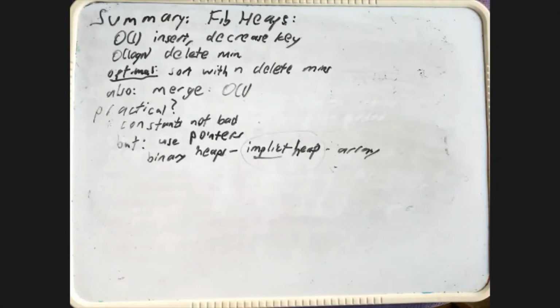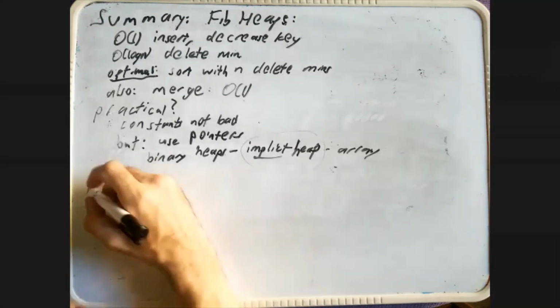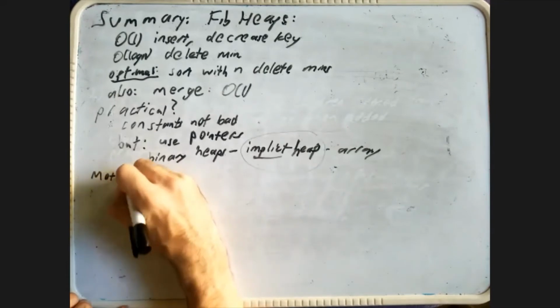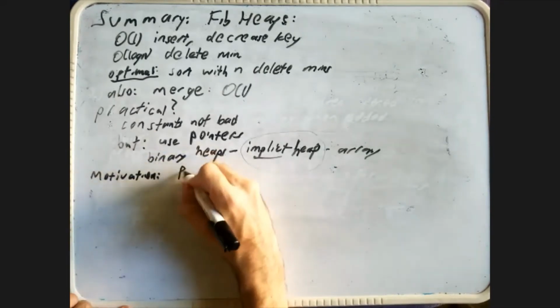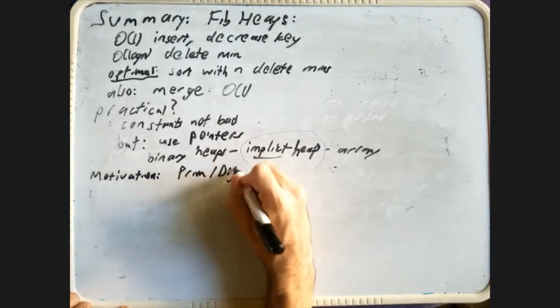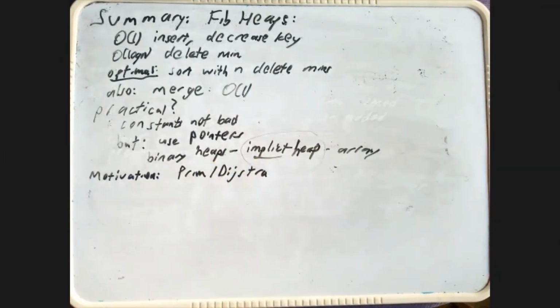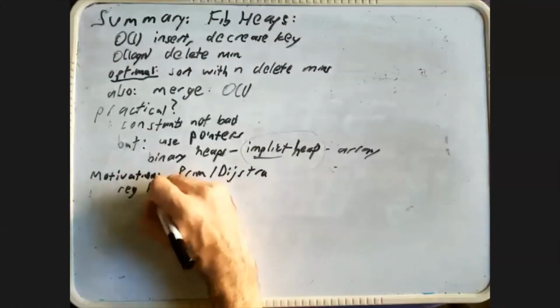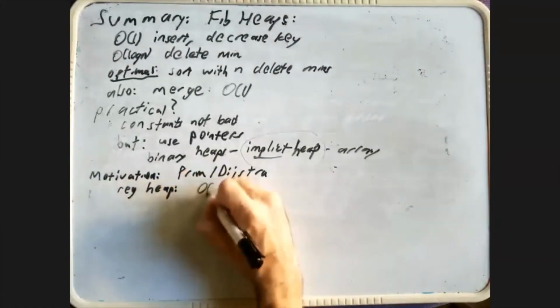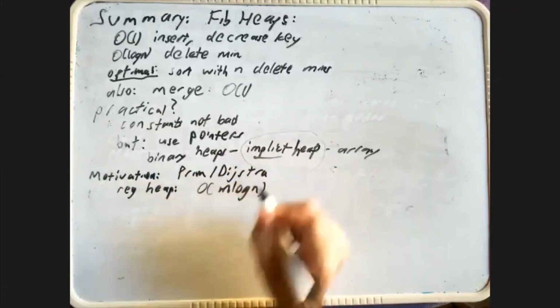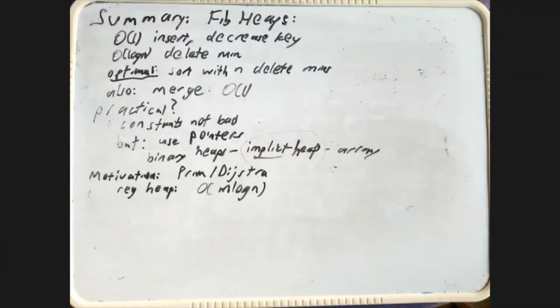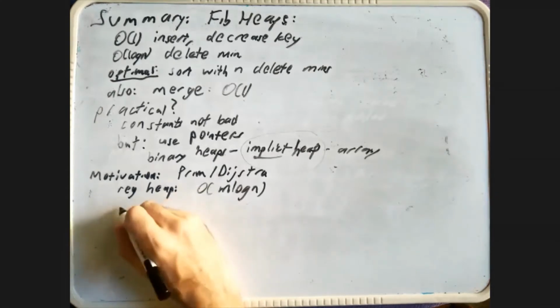But now I want to show you a little bit about how we can use them, right? So what was the original motivation for Fibonacci heaps? It was Prim and Dijkstra's algorithm. So already Fibonacci heaps give us a significant improvement in the runtime for Prim or Dijkstra. So remember that if we use a regular heap, then the runtime for these algorithms was order m log n, right? Because we did an operation per edge, and each of those operations cost log n. What's the runtime if I use a Fibonacci heap?